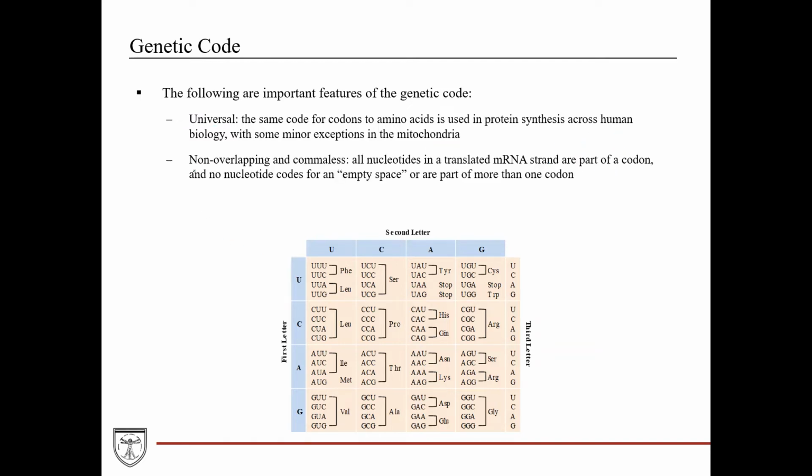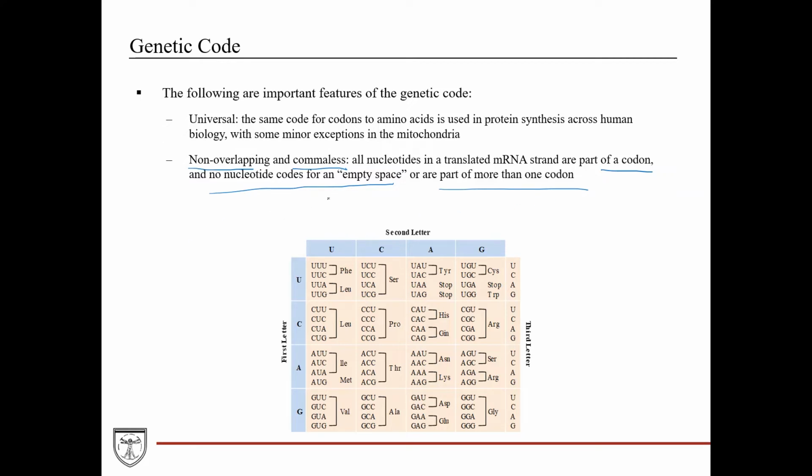It's non-overlapping and commaless. So what does that mean? All nucleotides in a translated mRNA strand, so not the pre-mRNA that hasn't undergone processing yet, but the final mRNA strand that makes it out of the nucleus and attaches to the ribosome, are part of a codon, and no nucleotide codes for an empty space or part of more than one codon. So what does that mean?